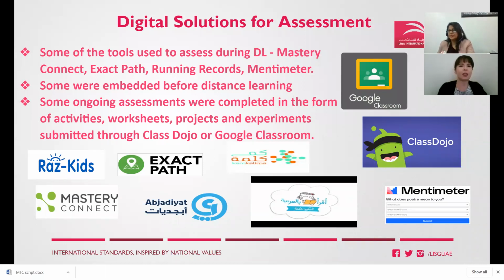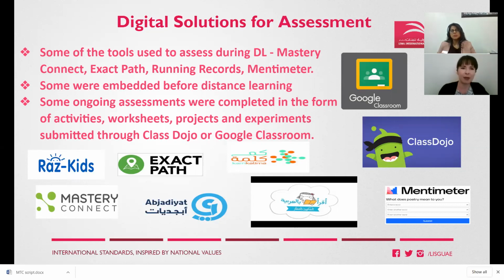So we knew that a big part of term 3 learning, we would still have to assess children like we normally do when we're in school full time. Thankfully, we had a lot of these online platforms before we went to distance learning. So some were embedded practices already. We used the following platforms that you can see on the screen.